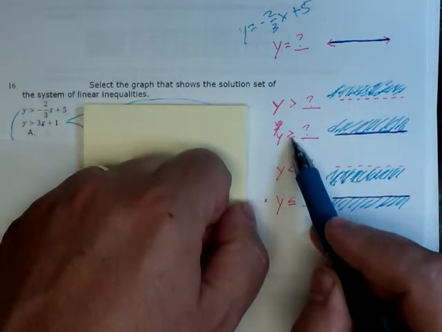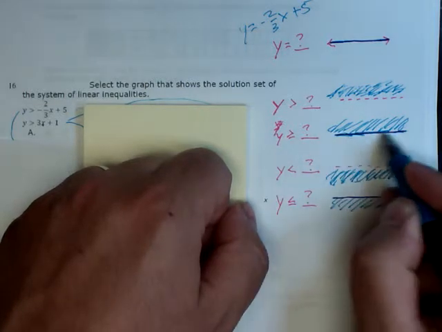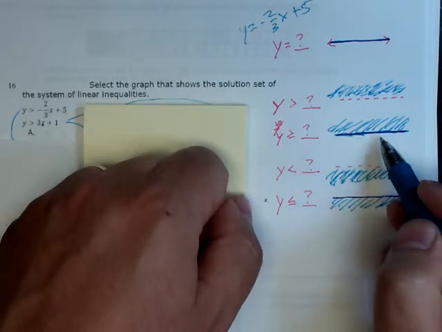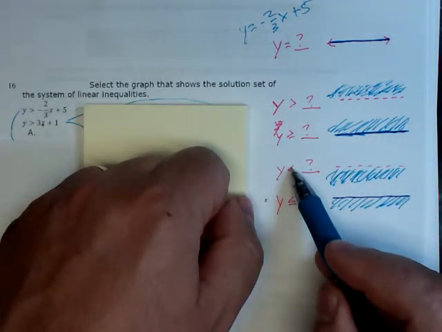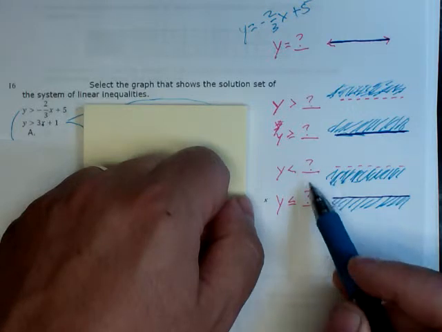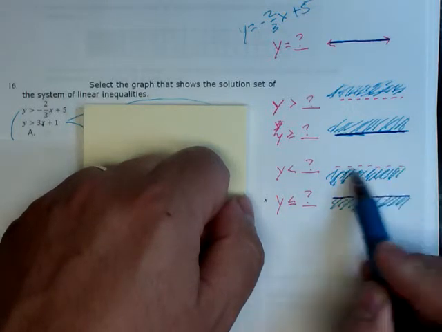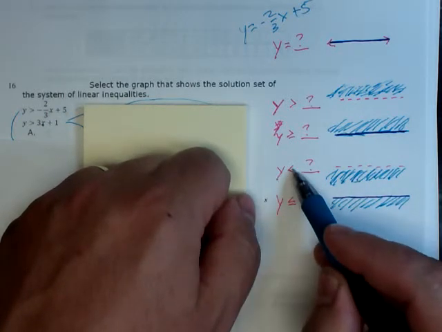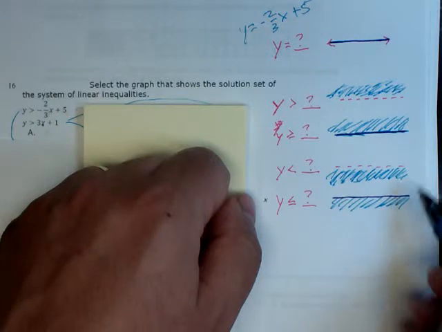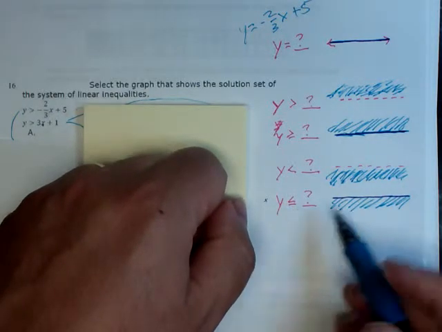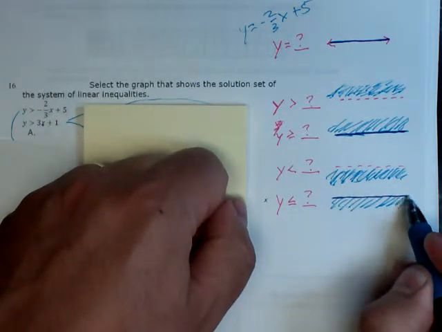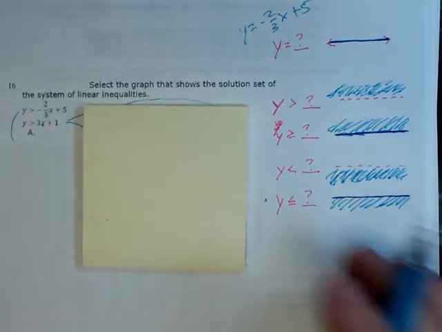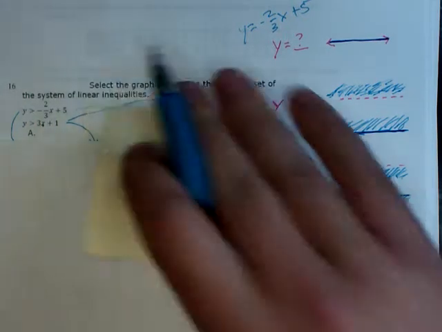When y is greater than or equal to, the line itself is included now, and everything above the line. So that's why it's solid, because it's including the line in the solution set. When y is less than something, then we have a dotted line, a dashed line, showing that the line itself is not included in the solution set, but since y is less than, it's everything below. Y is less than or equal to, again, the line itself is included and everything below the line. Okay, so now with that under our belts, let's take a look at the actual problem.